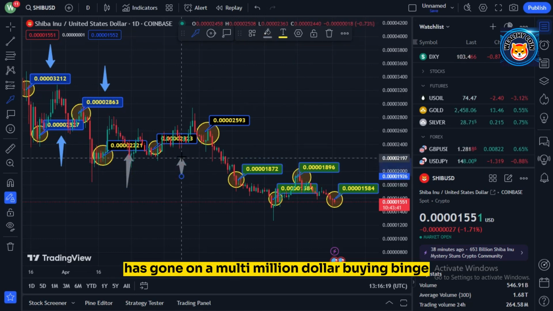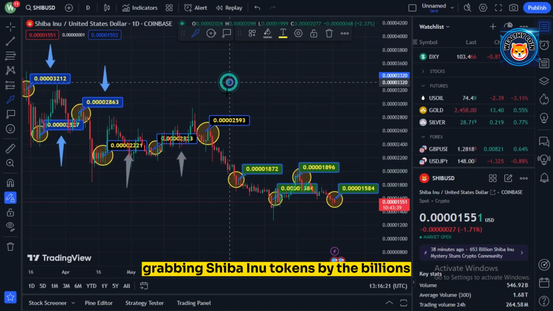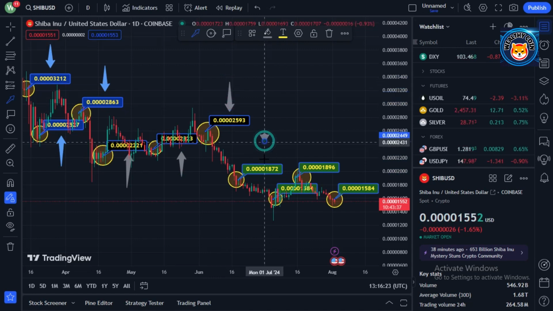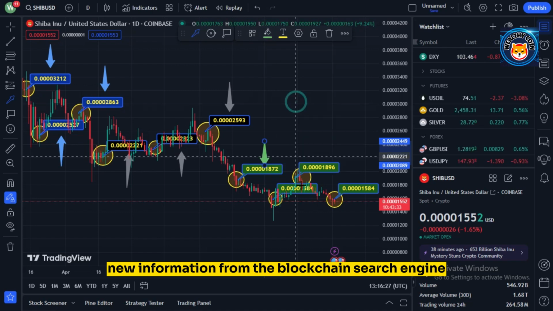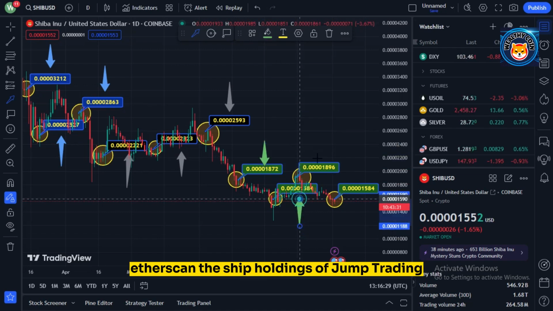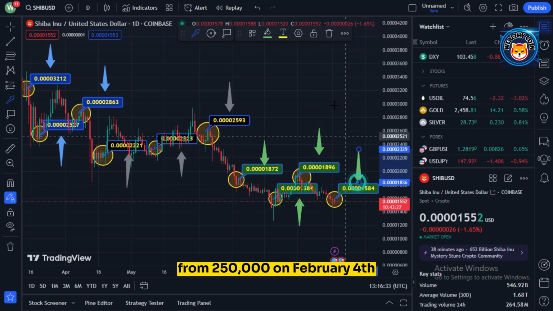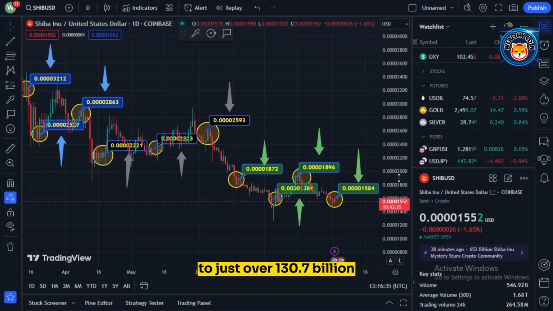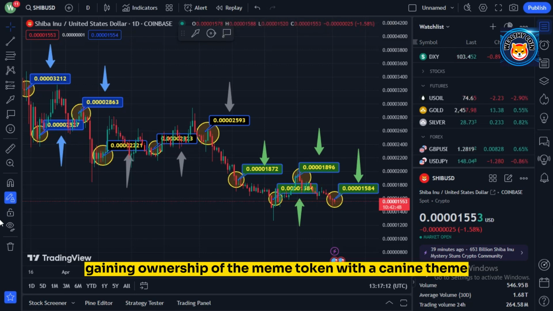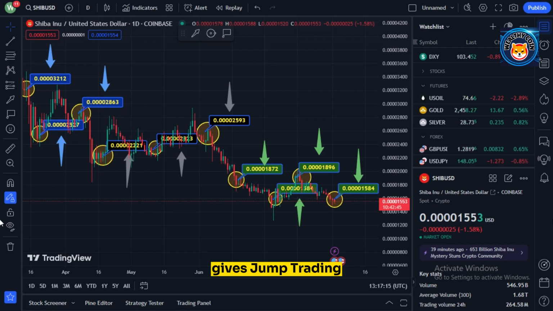Has gone on a multi-million-dollar buying binge, grabbing Shiba Inu tokens by the billions. According to new information from the blockchain search engine Etherscan, the Shib holdings of Jump Trading, a trading firm based in Chicago, have increased dramatically from 250,000 on February 4th to just over 130.7 billion. Gaining ownership of the meme token with a canine theme gives Jump Trading, renowned as one of the tiniest hedge funds, almost $1.7 million in Shib.